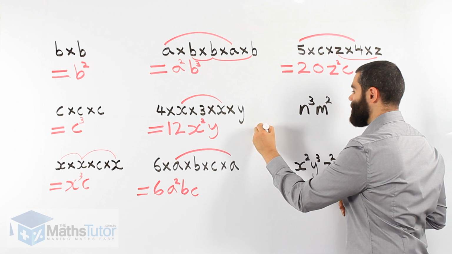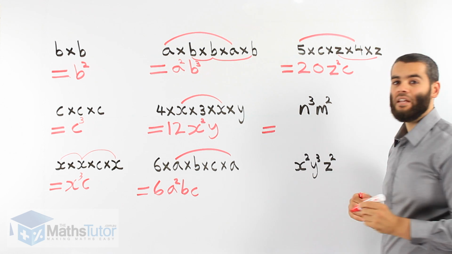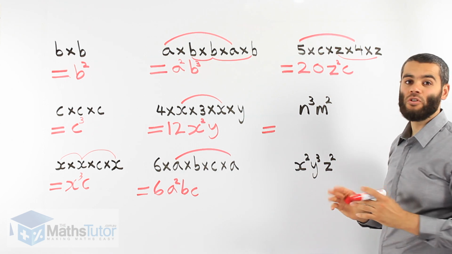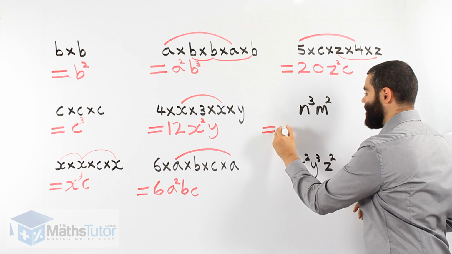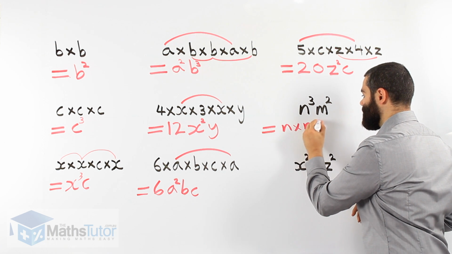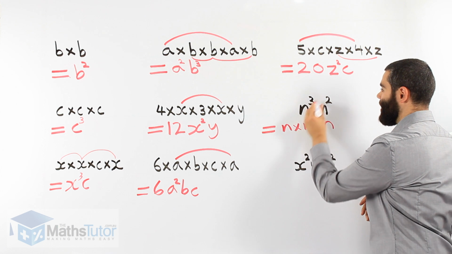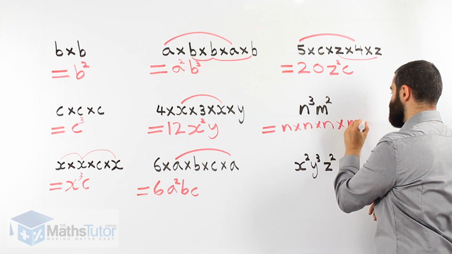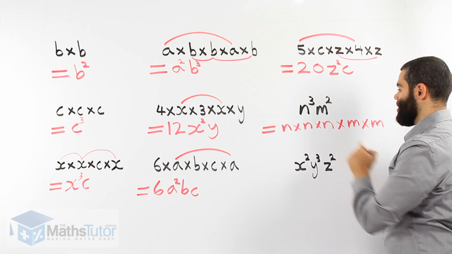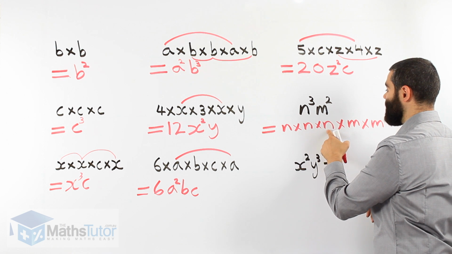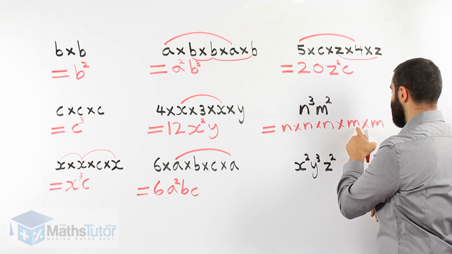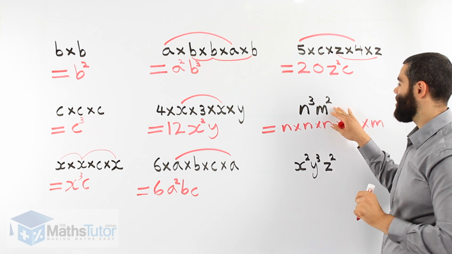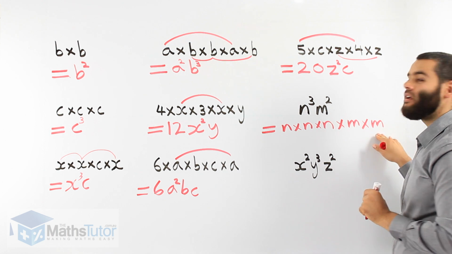Now looking here, it's been written in index notation. We would like to expand it and write it back in its original form. n cubed, meaning n times n times n. Why? n cubed, n times n times n. m squared, m times m. n to the power of 3, n times n times n. m to the power of 2, m times m. That's the original form. It was in index notation and we wrote it back in original form.